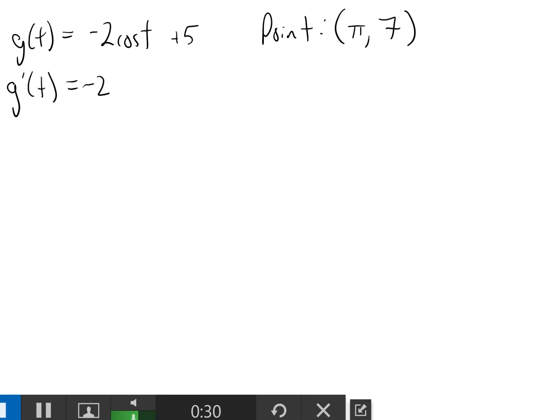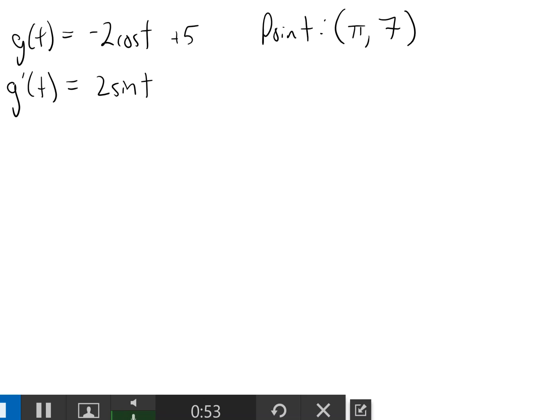Bring this -2 out front, and then the derivative of cosine is negative sine, and the derivative of a constant would be 0. So adding 0 doesn't do anything. Let's go ahead and take that off. So the derivative, which represents the slope of g of t for any value of t, ends up being 2 sine of t.